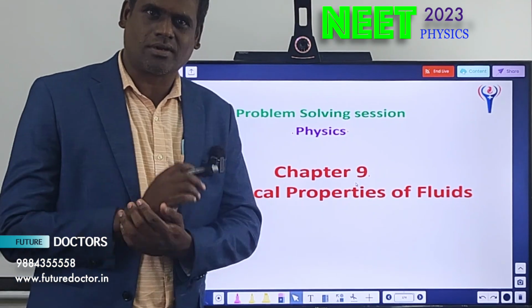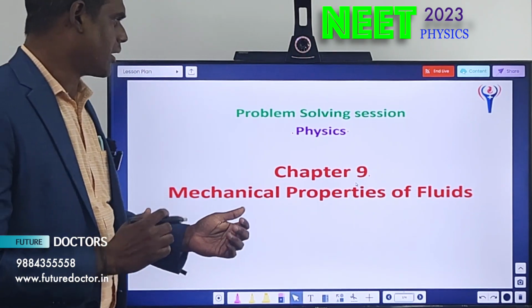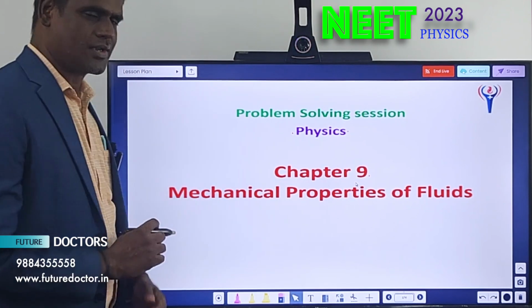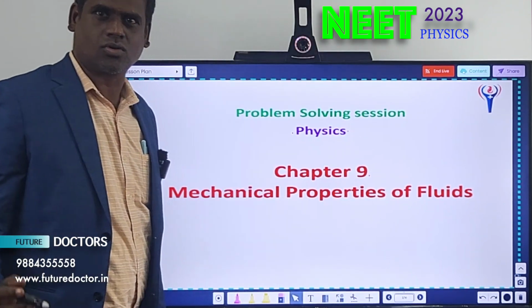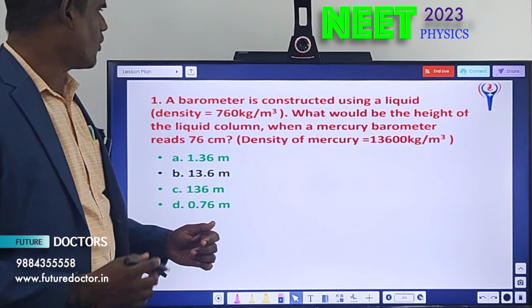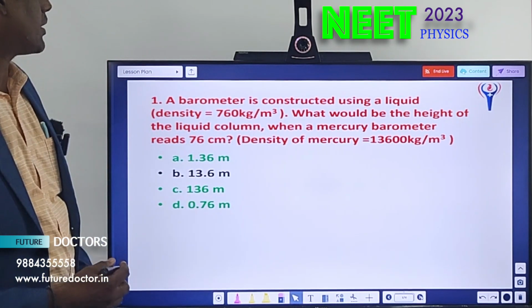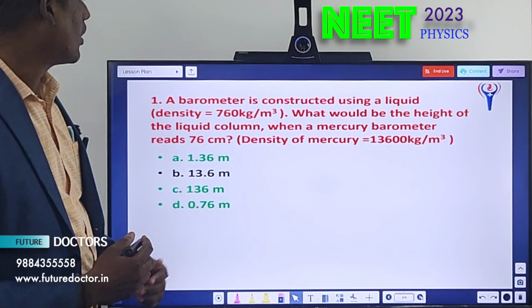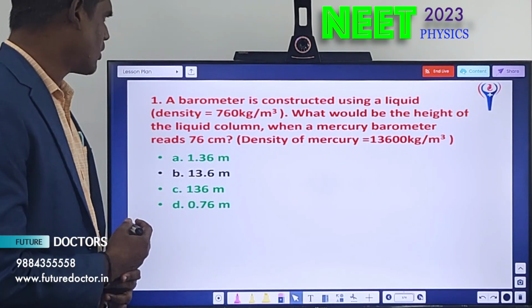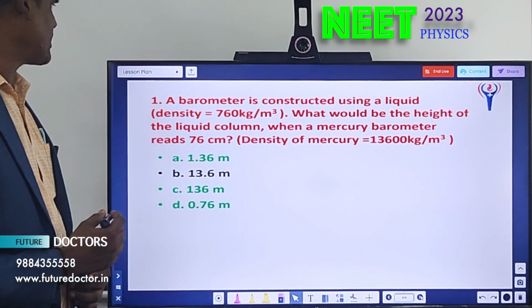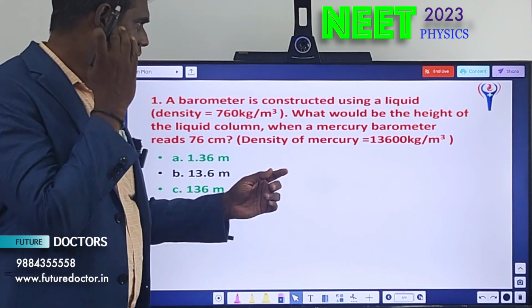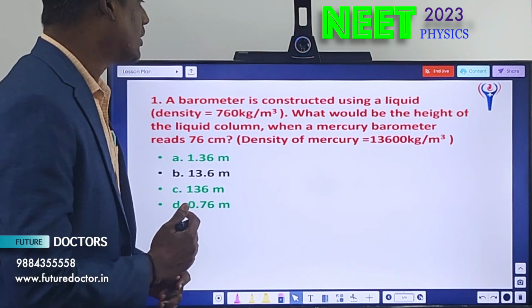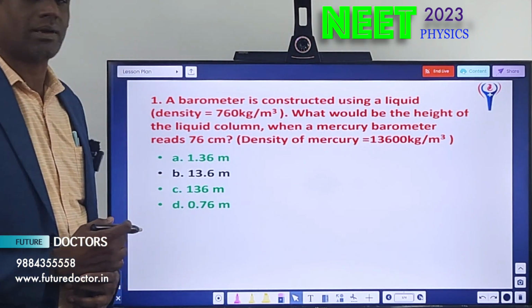Topic today chosen is from chapter 9, Mechanical Properties of Fluids. Let's move to question number 1. Next question. A barometer is constructed using a liquid of density 760 kilogram per meter cube. What would be the height of the liquid column when a mercury barometer reads 76 centimeter? Density of mercury is given as 13,600 kilogram per meter cube.